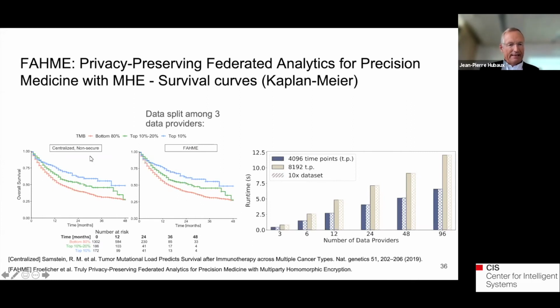The result on the left is the one obtained with the data fully centralized. On the right-hand side, you see that we can obtain exactly the same curves with FAME. And here you see that the runtime is very fast, just a matter of a few seconds. This is for survival curves with a technique known as Kaplan-Meier.